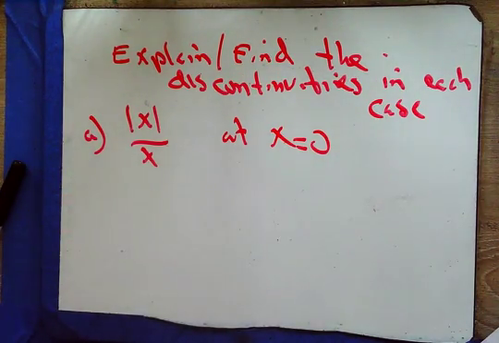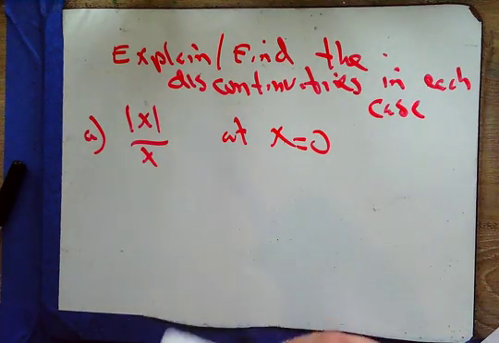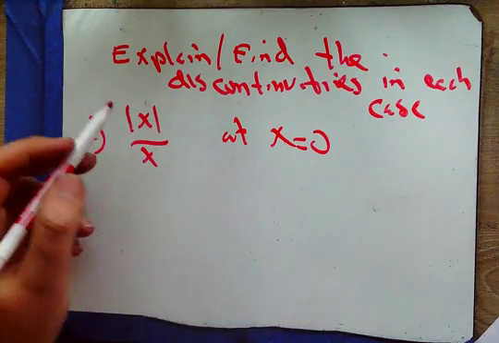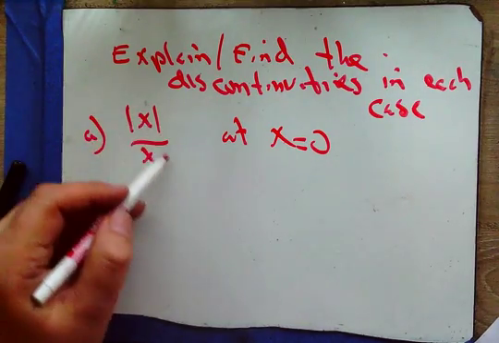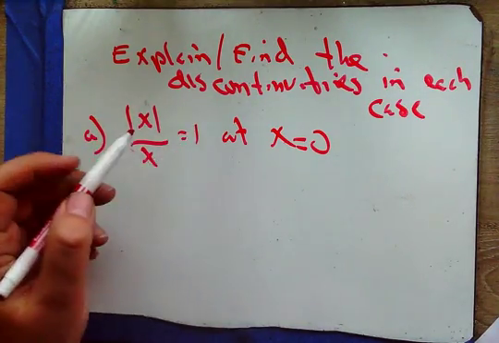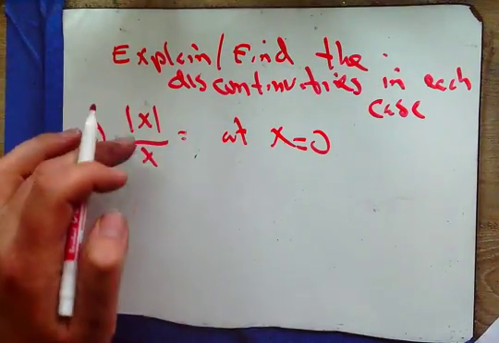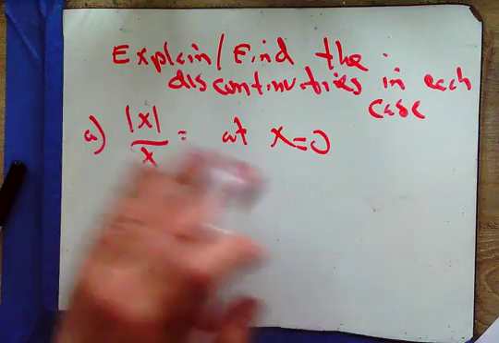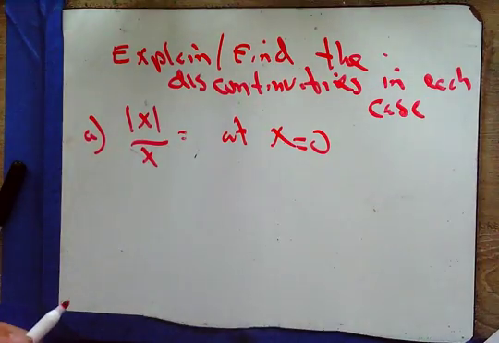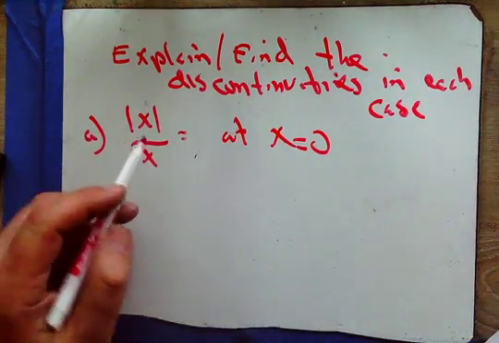Sometimes it's infinity or negative infinity, so it could be the location of an asymptote, but in this case, it isn't, because when I cancel these out, I get 1 or negative 1 at x equals 0. In other words, there's a hole on the graph.